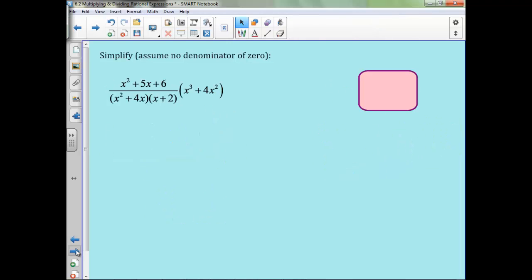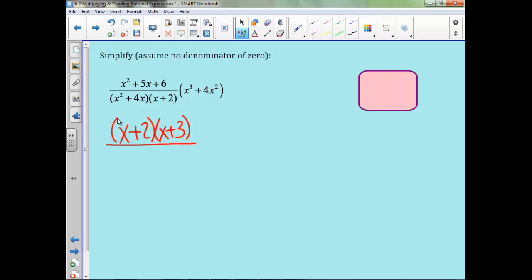Alright, now this one, it's the same thing. We've got to start by factoring. So the numerator on the left side, we can factor into x plus 2 times x plus 3. Our denominator, it's already partially factored, but we can't factor an x out of this first binomial. So we're left with x times x plus 4 times x plus 2. And if it helps, we can put this part over 1. And so now we can factor out an x squared. So we're left with x plus 4 over 1.